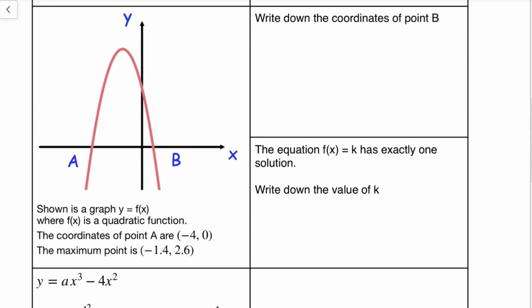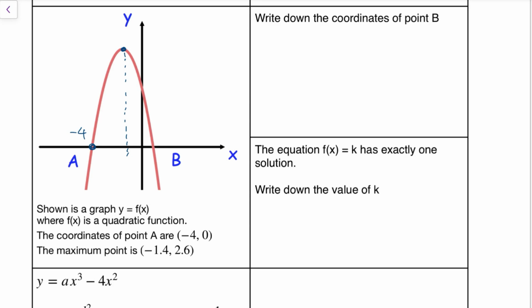Next question. Right, what do we have? So shown as a quadratic, it gives me the coordinates of A, so this is minus 4. Don't know what B is. The maximum point is minus 1.4, 2.6. So it tells me what that one is up there. And then it says write down the, oh, this is a clever question. Okay, a really clever way of avoiding this question. This is relying on you knowing that these parabolas are symmetrical.